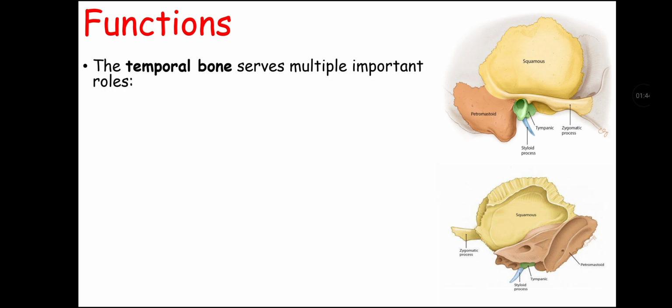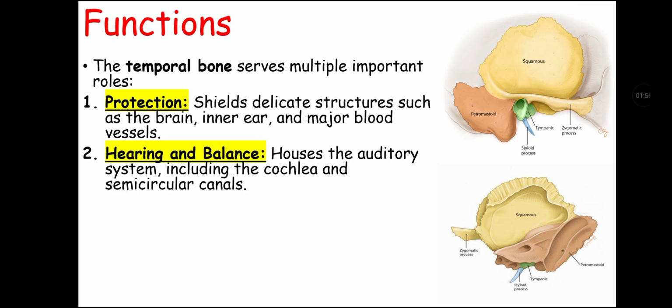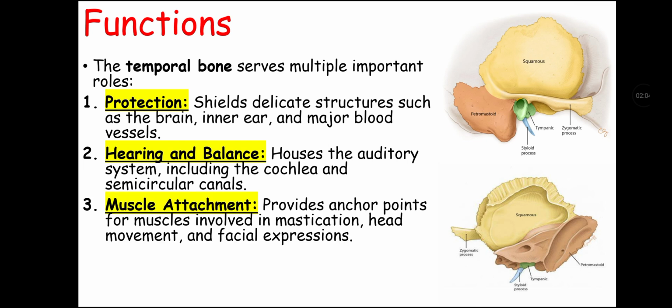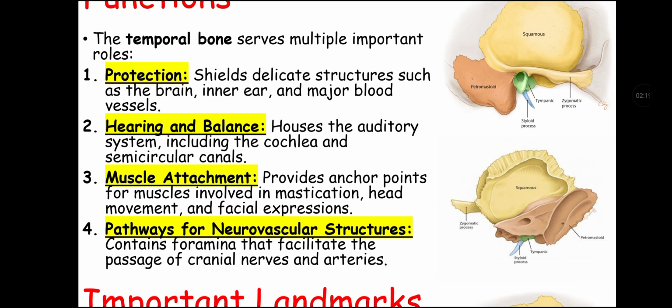Now let's talk about functions of temporal bone. Temporal bone serves multiple important roles that include protection, as it shields delicate structures like brain, inner ear, and major blood vessels. Second function is hearing and balance, as it houses the auditory system including the cochlea and semicircular canal. Next function is muscle attachments, as they provide anchor point for muscle involved in mastication, head movement, and facial expression. Next function is pathway for neurovascular structure, as it contains foramina that facilitate passage of cranial nerves and arteries.